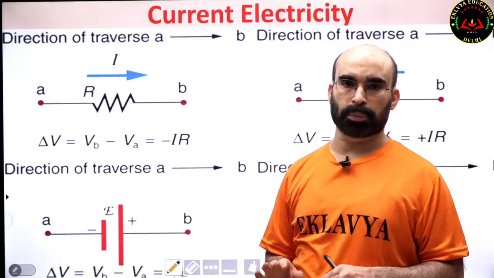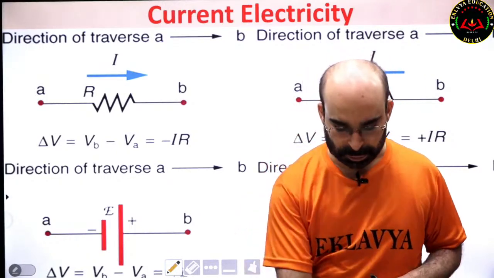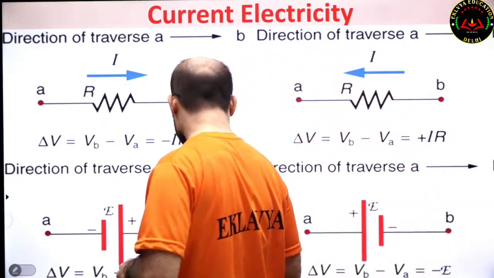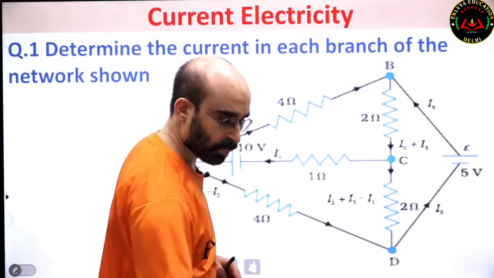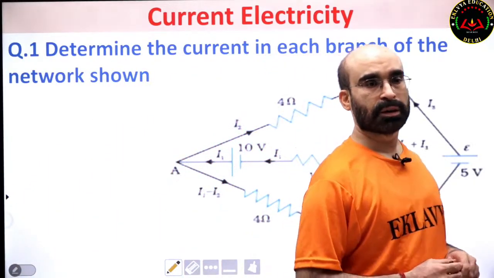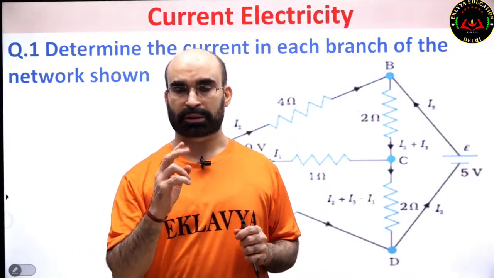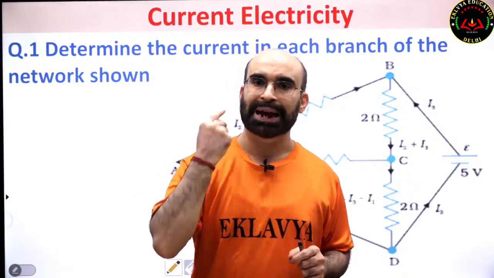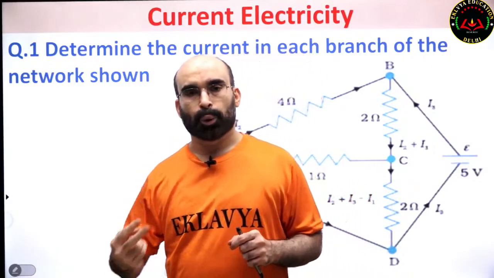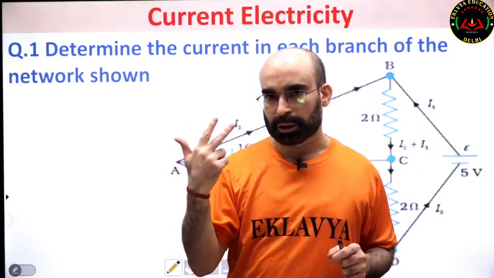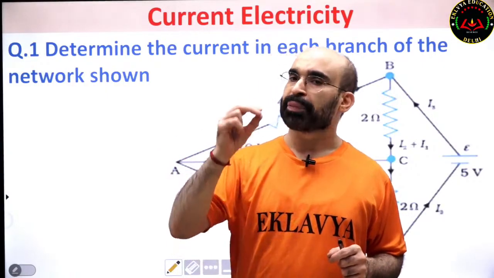Now let us quickly understand how these two laws, using this sign convention, are used in a given problem. We will take one question from NCERT itself. You must have seen this question. Right now we will understand two things. One, the junction rule, how to apply it. Second, we will look into how to apply the loop rule.